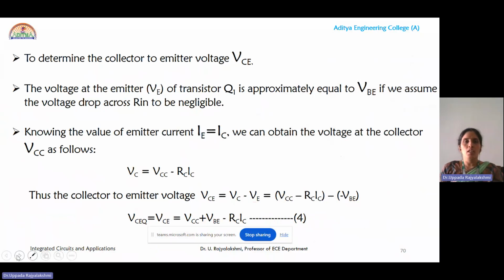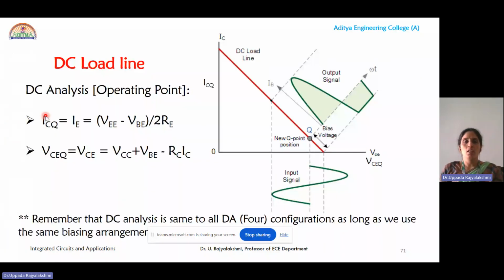So now we have calculated the operating point characteristics. The quiescent current is VEE minus VBE by 2RE plus RN by beta, but we neglected RN by beta compared to 2RE. And VCEQ is equal to VCC plus VBE minus ICRC. So by changing the operating point characteristics, we can stabilize the output of the transistor.